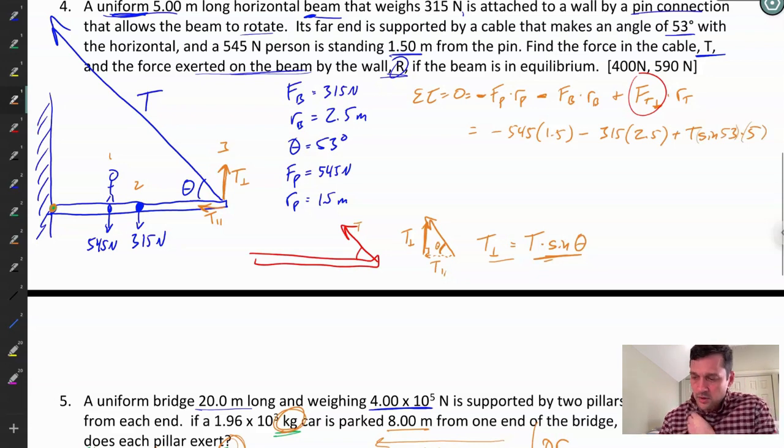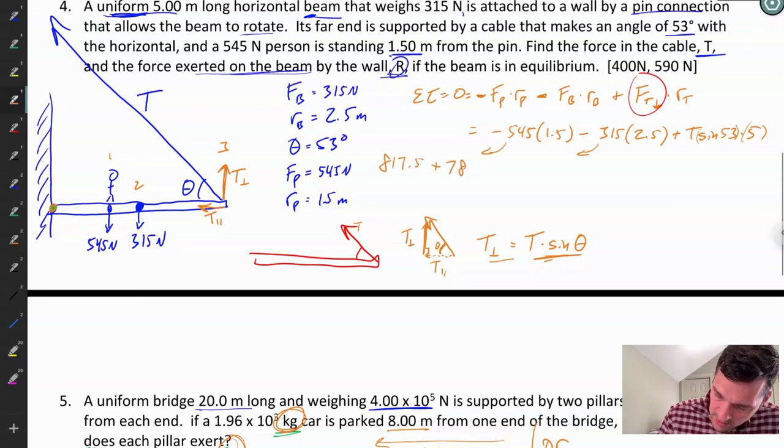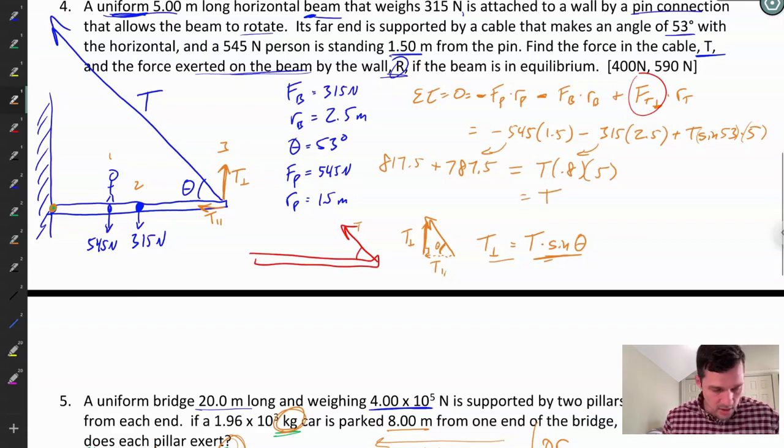Sine of 53 is one of those convenient angles where it's a nice little fraction. So we've got, let's see, 545 times 1.5. Move those to the other side. So that's 817.5 plus 315 times 2.5 is 787.5 equals T times 0.8 times 5. So I can solve for the tension.